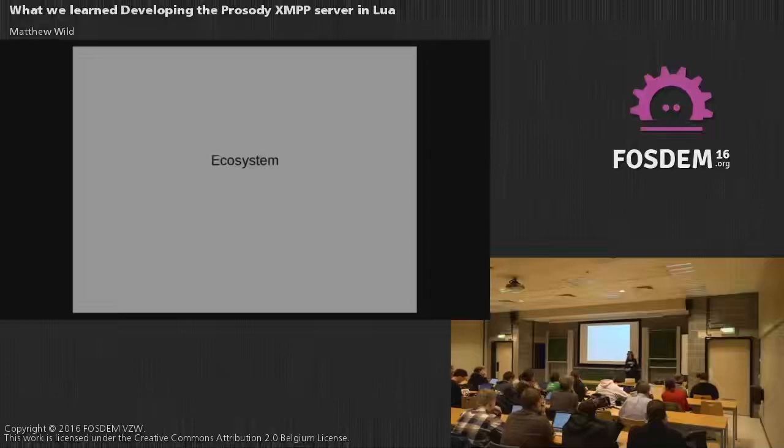So Prosody's primary dependencies were LuaSocket, which we use for networking. It's not part of the C standard, and so Lua doesn't include it by default. LuaExpat is a streaming XML parser. It's pretty lightweight. And LuaSec, which is a wrapper around OpenSSL, and we use that for SSL/TLS encrypted connections. We had to fork every one of these at some point in the project history.